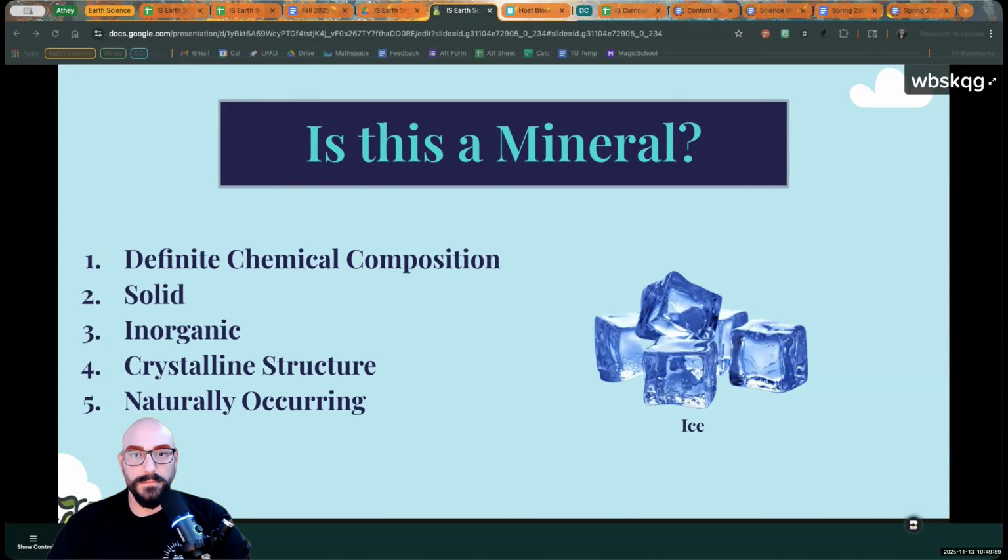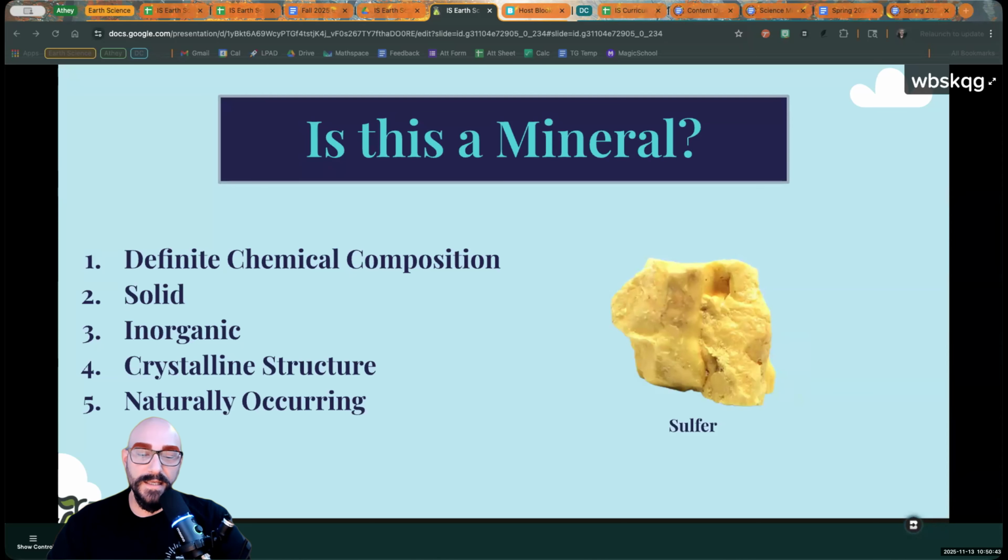Ooh, this one's tricky. You could answer yes or no. It is inorganic. It does have a definite crystalline structure. It is naturally occurring. It is a solid. It does have a definite chemical composition. But it's really, really hard to find pure water out in nature. Usually you have other things mixed in with the water. So if the ice is pure water, if there's nothing else mixed in, yes, it would count as a mineral. If it's not pure, if there's other stuff in the water, it would not count as a mineral.